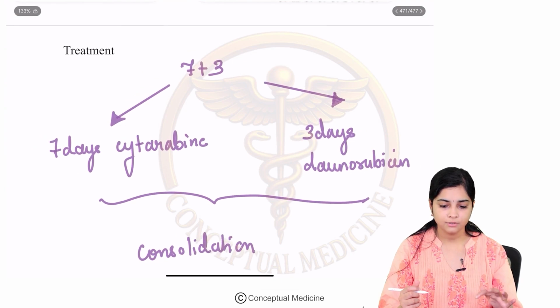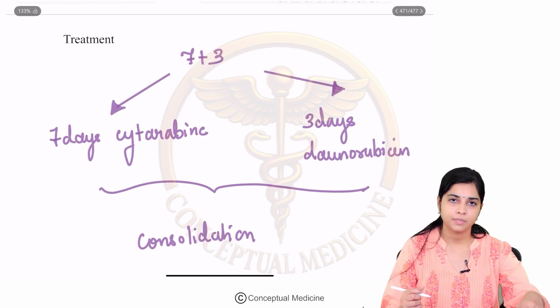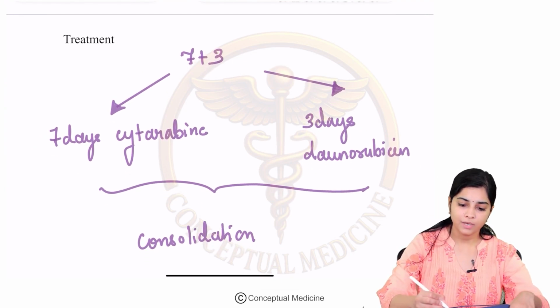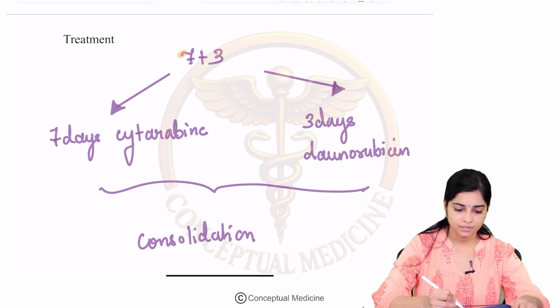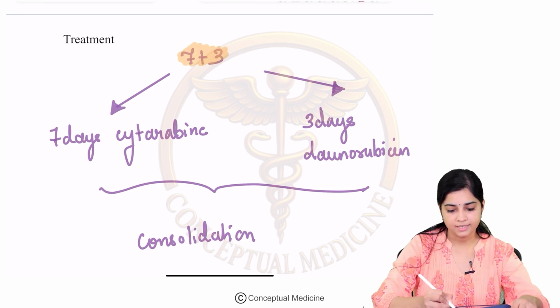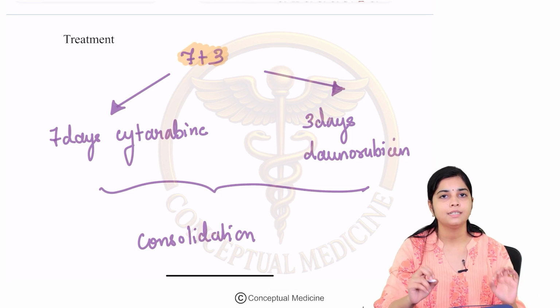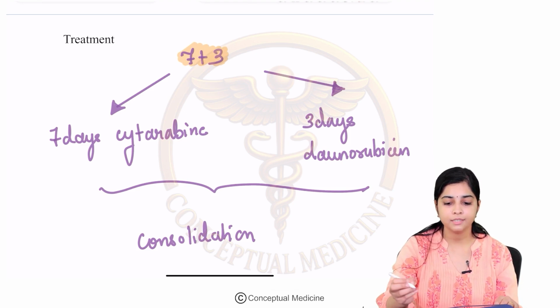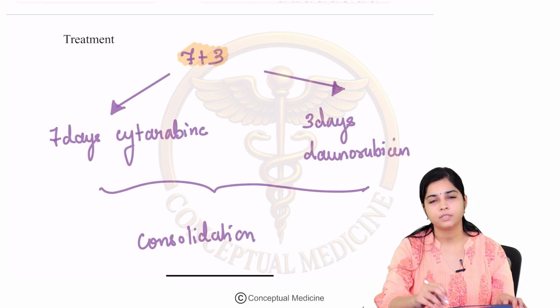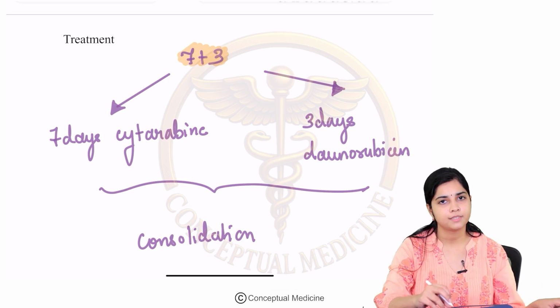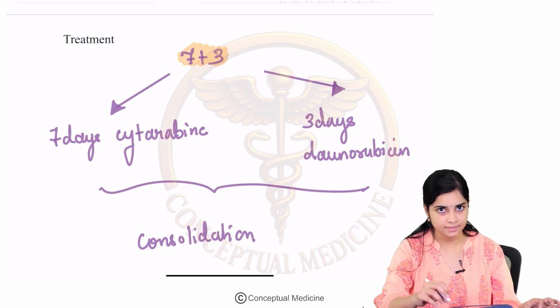Now let us move on to the treatment of acute myeloid leukemia. One important term that you have to remember here is that the treatment is called the 7+3 regimen. The treatment of an AML depends upon the age, the performance status of the patient and comorbidities, right?